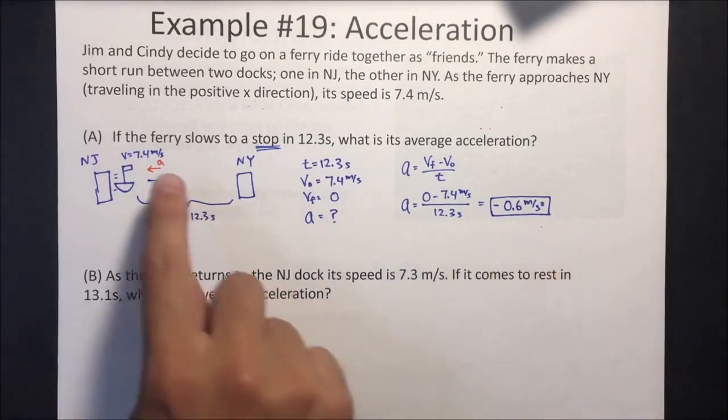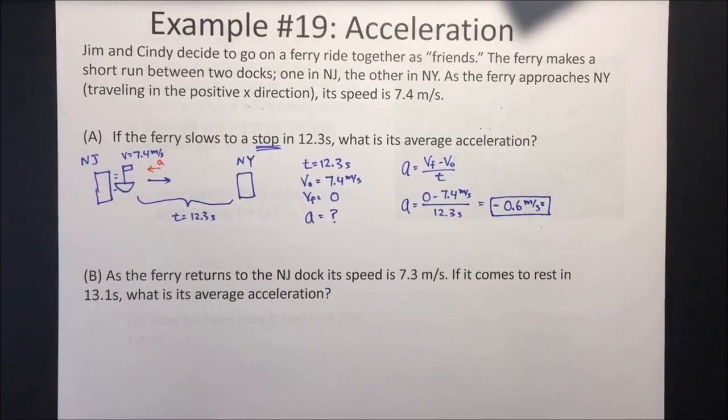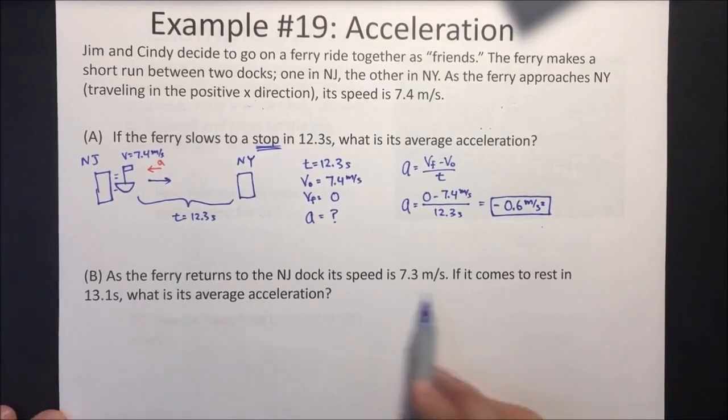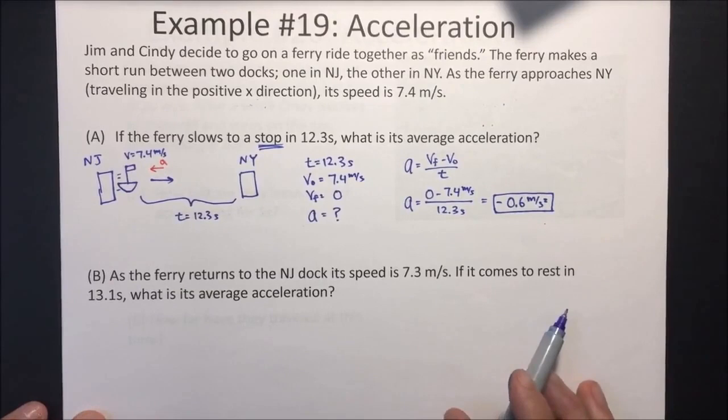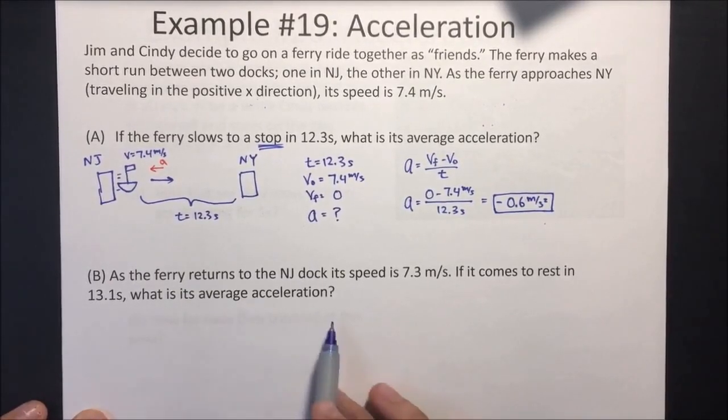Okay, so it should be negative, which is to the left. Alright, now let's look at part B. As the ferry returns to New Jersey dock, its speed is 7.3 meters per second. If it comes to rest in 13.1 seconds, what is its average acceleration?